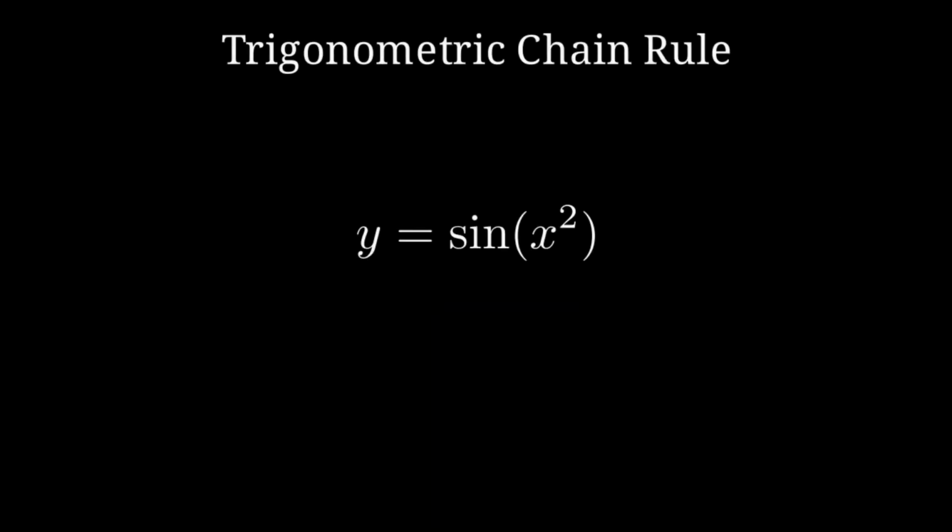This works for all functions. For sine of x squared, the outer derivative is cosine of x squared, which we then multiply by the inner derivative, 2x, to get our final answer.